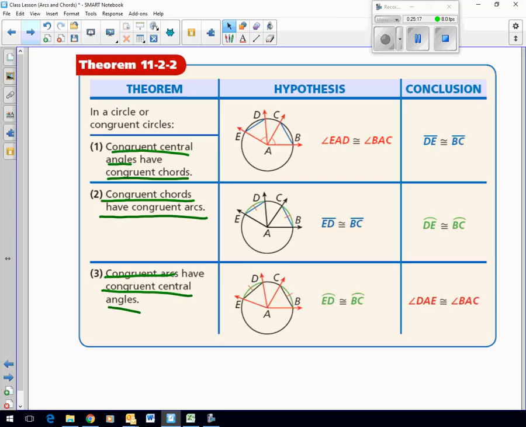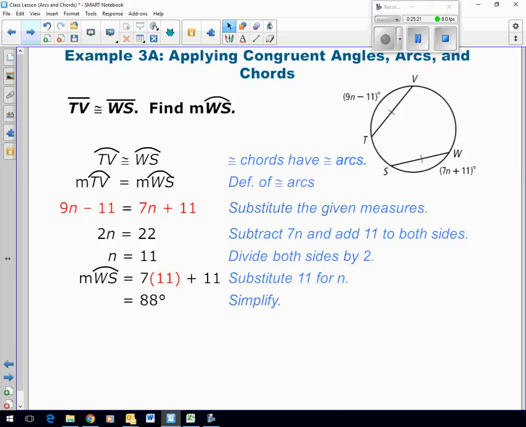I'll come back to this one if y'all wanna write it down. First, I wanna apply it. I know that TV is congruent to WS. Find the measure of arc WS. If they're congruent, are they equal? Yes. So set them equal to each other. Solve for your variable, plug your variable in, work it out. I shouldn't have to explain this, right? I spent 6 weeks explaining this at the beginning of the year.